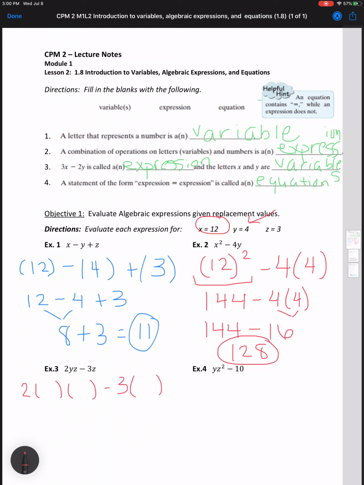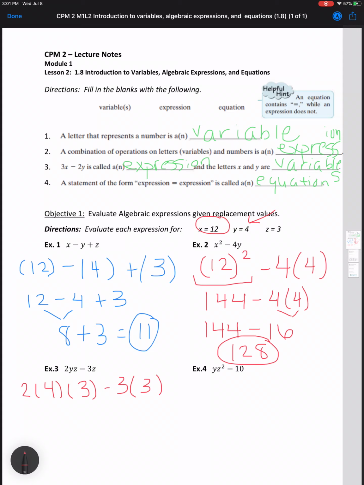And again, instead of y, I'm replacing y with 4. Instead of z, I'm replacing z with 3. And here's a z also. So next, go through parentheses. Notice within the parentheses there's nothing to simplify. So next step is exponents, no exponents.